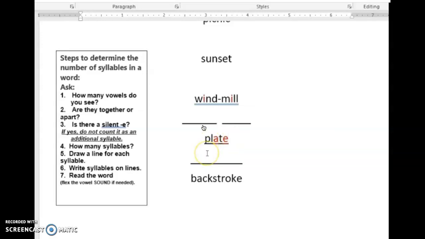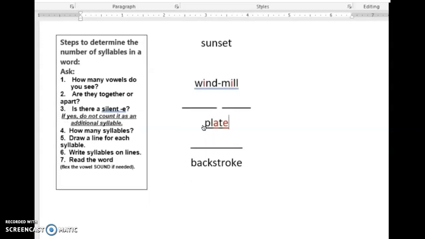So the word is plate, not plat. If we took the E away, it would be plat, but that E makes the A say its name. It's a vowel consonant E syllable.